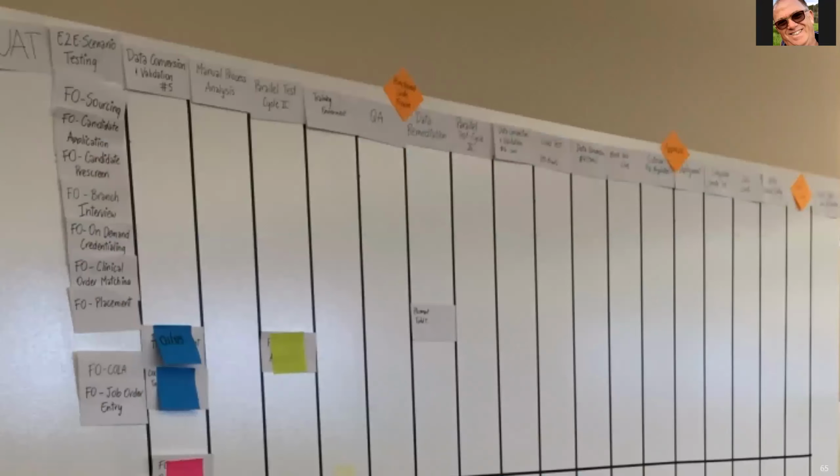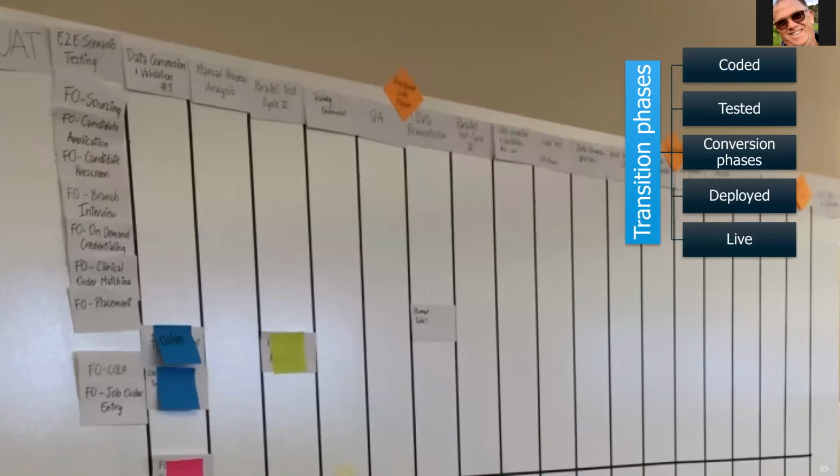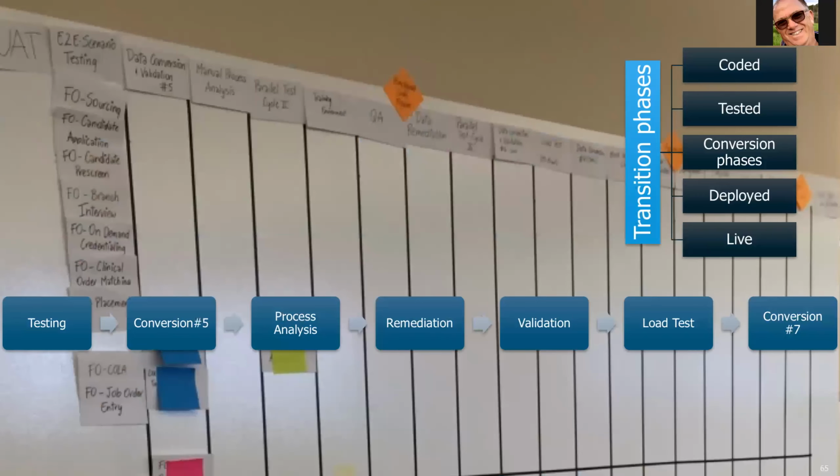Now, what I want to highlight here is, we had the transition phases, right? Coded, tested, the conversion phases, deployed, and live. So we had our 5 basic phases, and we had that process. And what I want you to see here is notice, from our process, they turned into columns, right? So there's our manual process analysis, data remediation, but notice that there's a gap between these 2, right? So we went from process analysis to remediation, but they added 3 more columns: parallel testing, cycle 2, the testing environment or the training environment, and then QA.